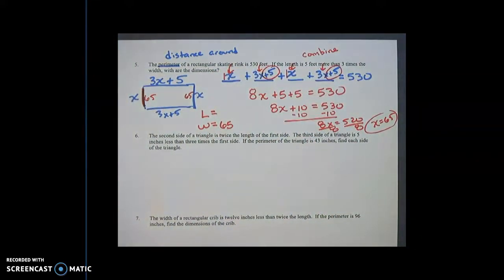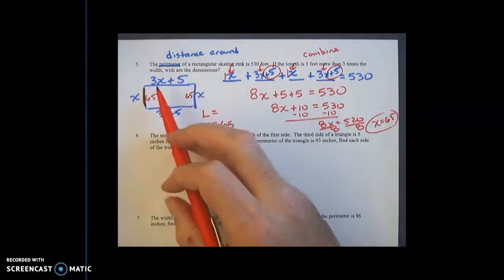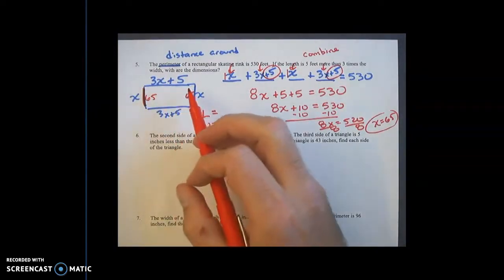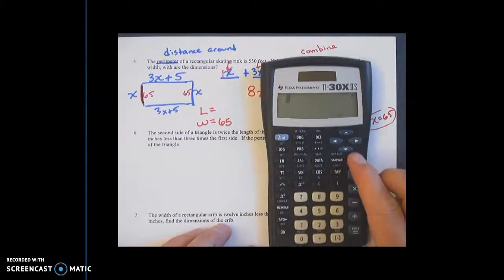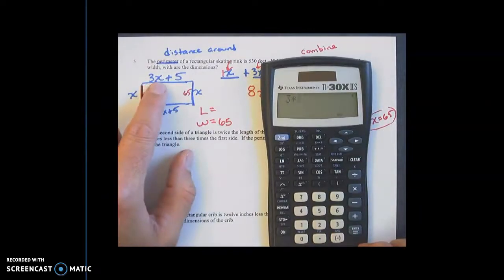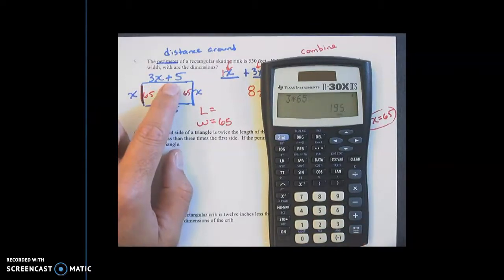But to find the length, it says it's 3 times our width plus 5. So I'm going to have to go back to my calculator, unless you can do this in your head, and say, well, 3 times my width, so 3 times x. Well, we said x was 65, so 3 times 65 is 195, but then it says we have to add 5 more, or that it was 5 more than that. So if we add 5 more to it, it gives us a length of 200.